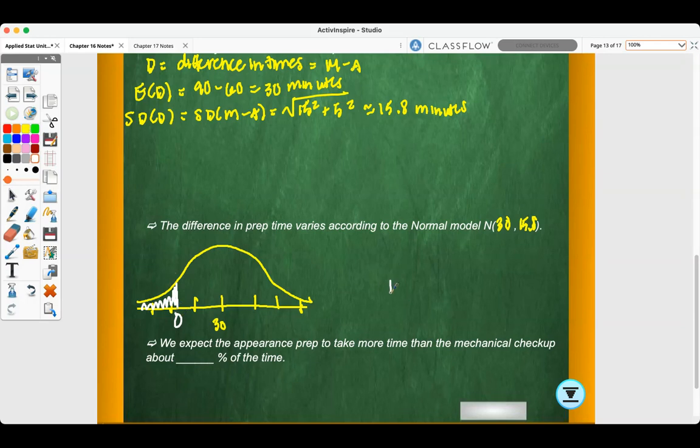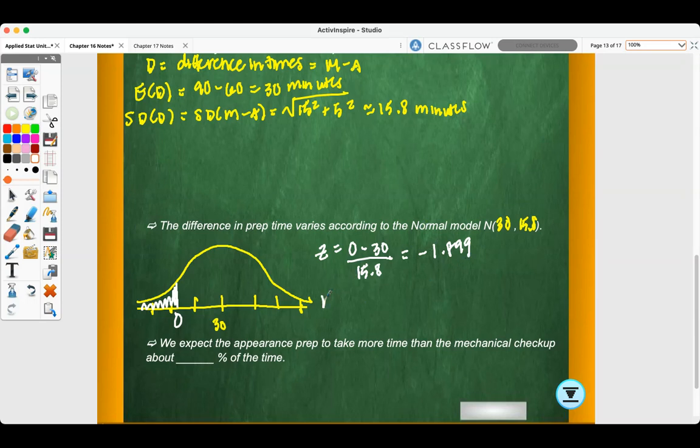In order to actually find this, we need to standardize 0 if we were going to use our table. And you also need to be able to find that standardized value. So to find Z, it would be your value minus your mean, which is 30, all over your standard deviation, which is 15.8. So if I was using the standard normal model, this would be negative 1.899. Now you can go to your table, which I can show you in class, for your normal model, and you would find negative 1.899, and you would be able to find the probability that came with that.